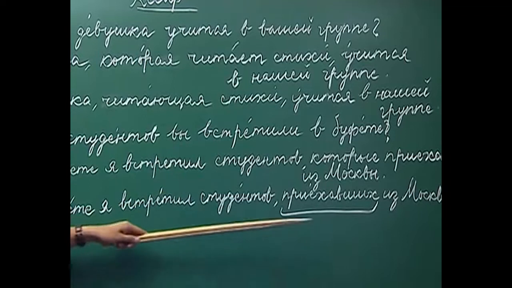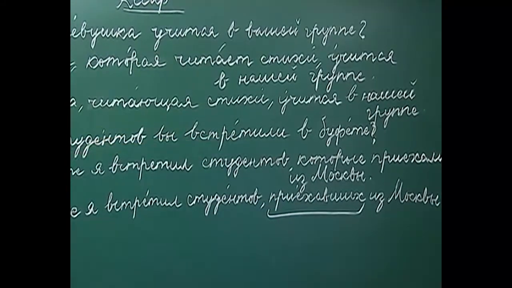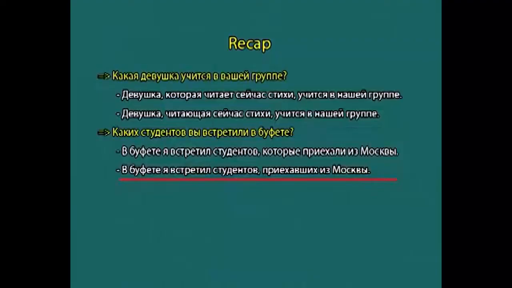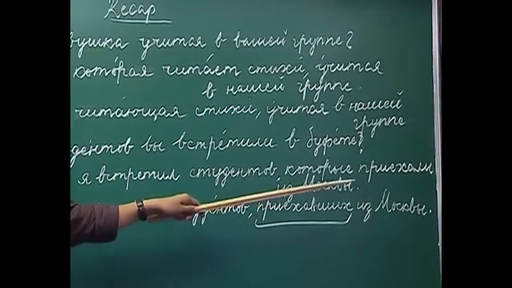Or we can use a participle. Since the action which is taking place here is in the past tense, we will use the past participle active. В буфете я встретил студентов, приехавших из Москвы. At the canteen I met the students who came from Moscow.